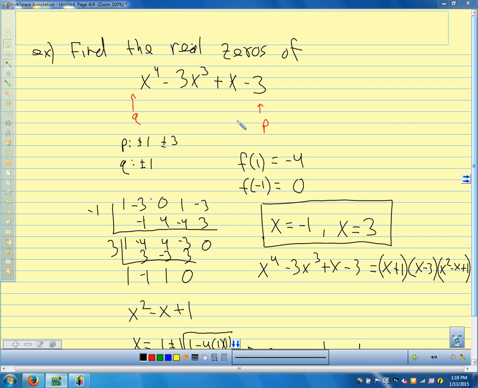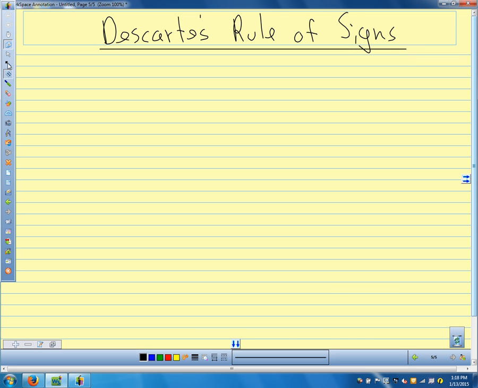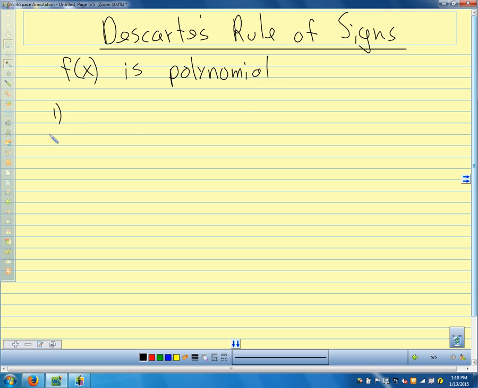All right, let's talk about one more thing, one more way that we can narrow down our list of things to test. And that is Descartes' rule of signs. Descartes' rule of signs just gives us a way to eliminate some possibilities from our list. And when we write it out, it sounds more complicated than it really is. So we have f of x, and this is a polynomial. We have two conditions here.